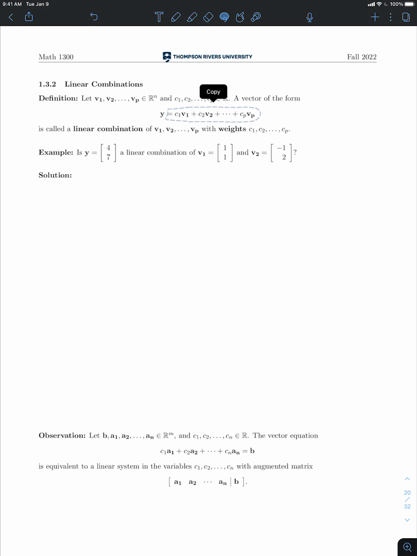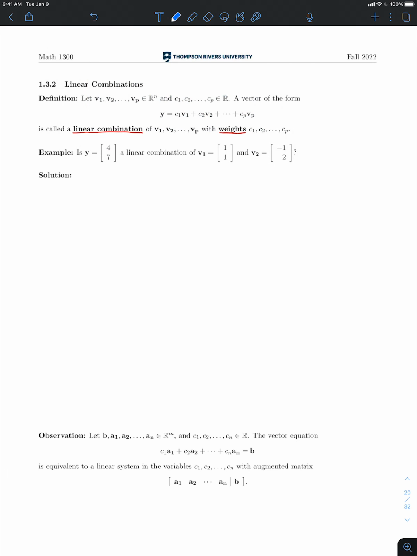So any vector that you can form in that way, think of it as just y at this point, any vector like y that you can build in this fashion is called a linear combination. And it's not just a linear combination, it's a linear combination of something. It's a linear combination of the vectors v1, v2, all the way up to vp. And those coefficients, in other words, the scalars that we multiplied onto those vectors, are referred to as the weights of the linear combination. So formally, we would say that y is a linear combination of the vectors v1 through vp with weights c1 through cp.